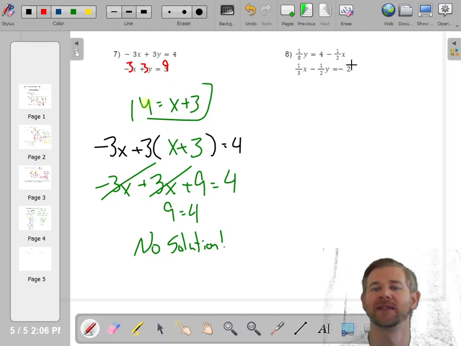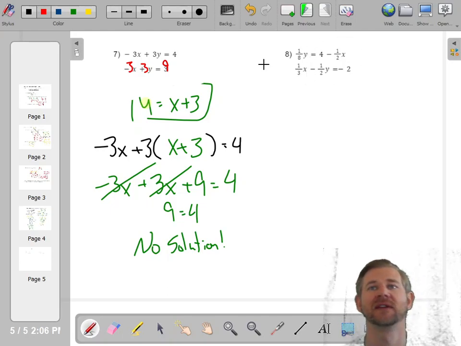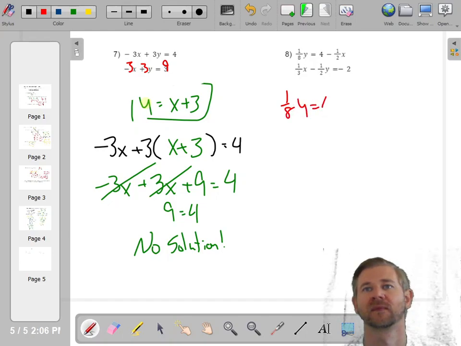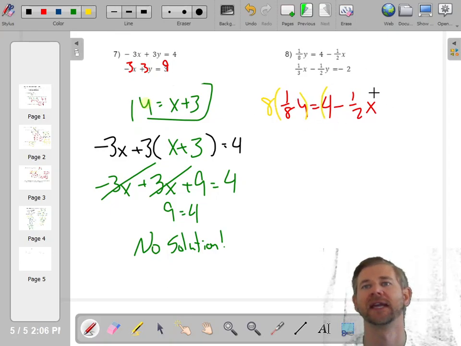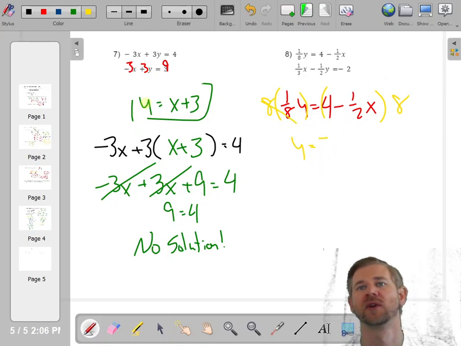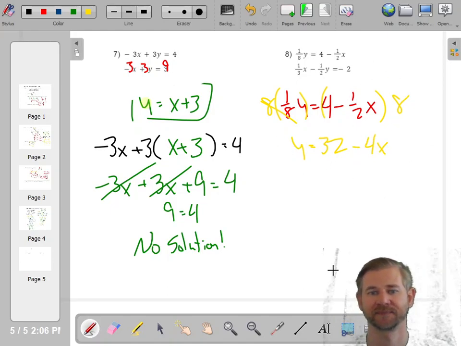Let's do one more, and this one's got some fractions in it, so I'm going to give you a couple tips here to make this easier. If I see 1/8 of a y, I'm going to multiply everything in this problem by 8. It's going to make it a lot easier. 8 times 1/8 is 1. Those just cancel out, so that's 1y. And 8 times 4 is 32. And 8 times 1/2 is 4. I'm going to use that line, okay?